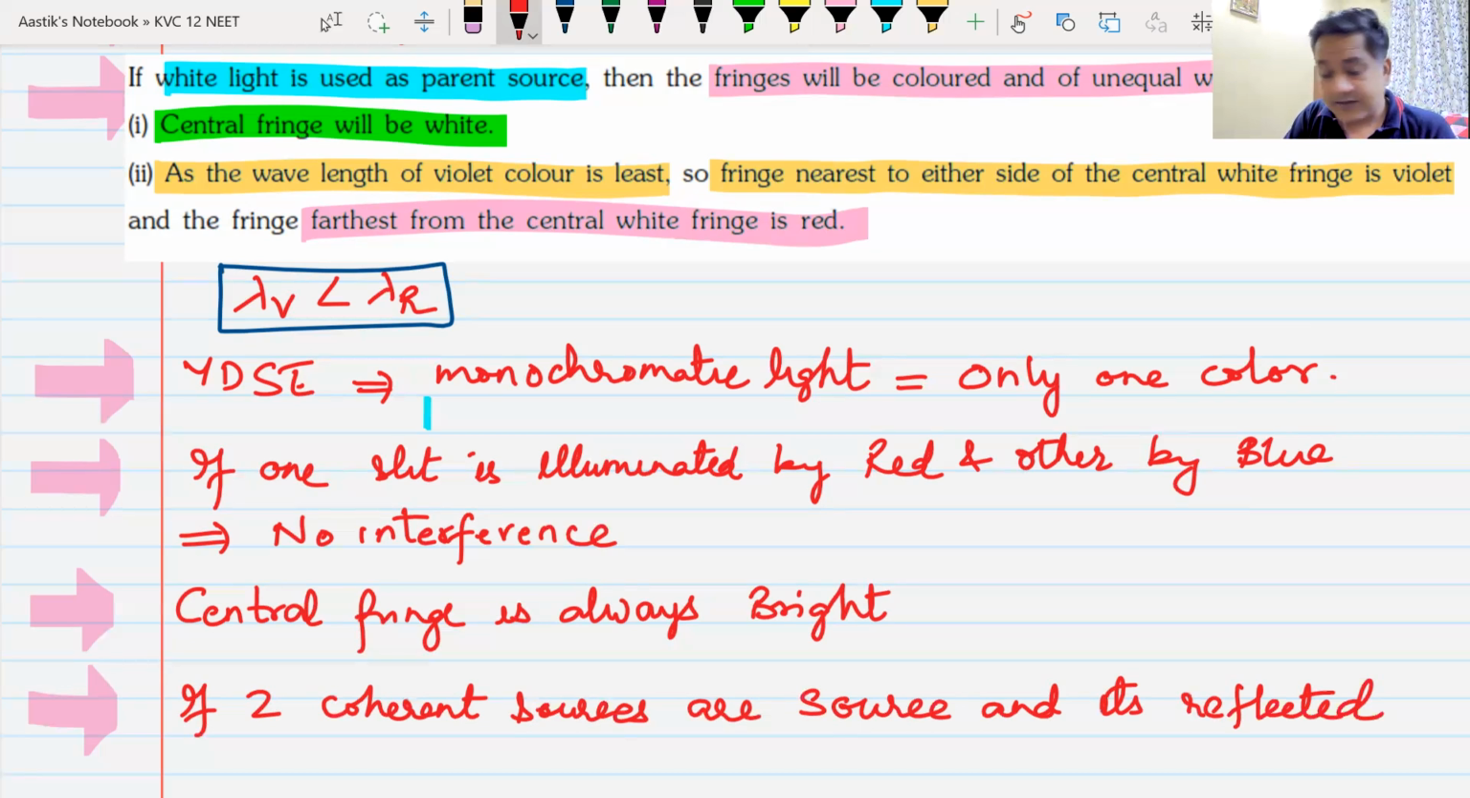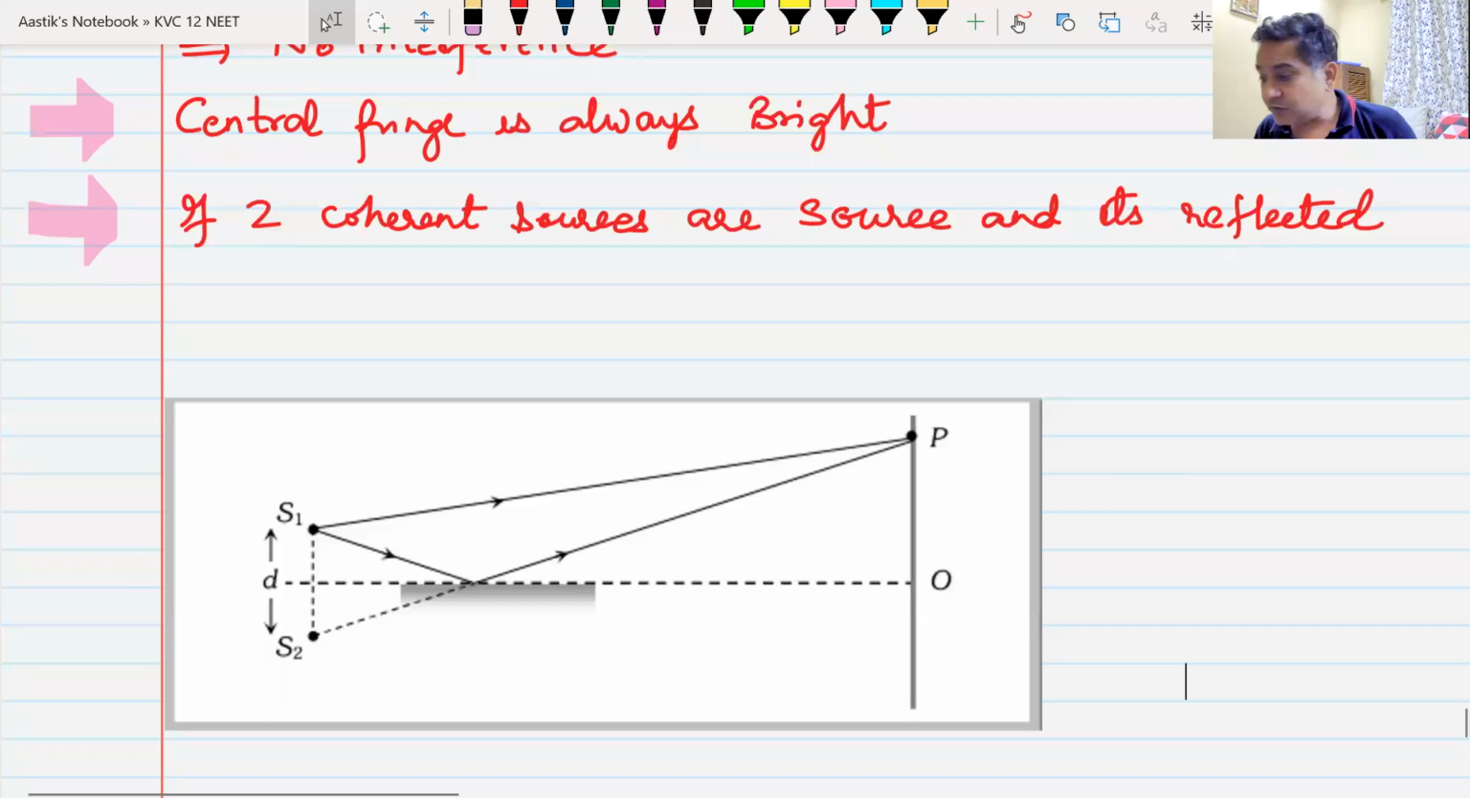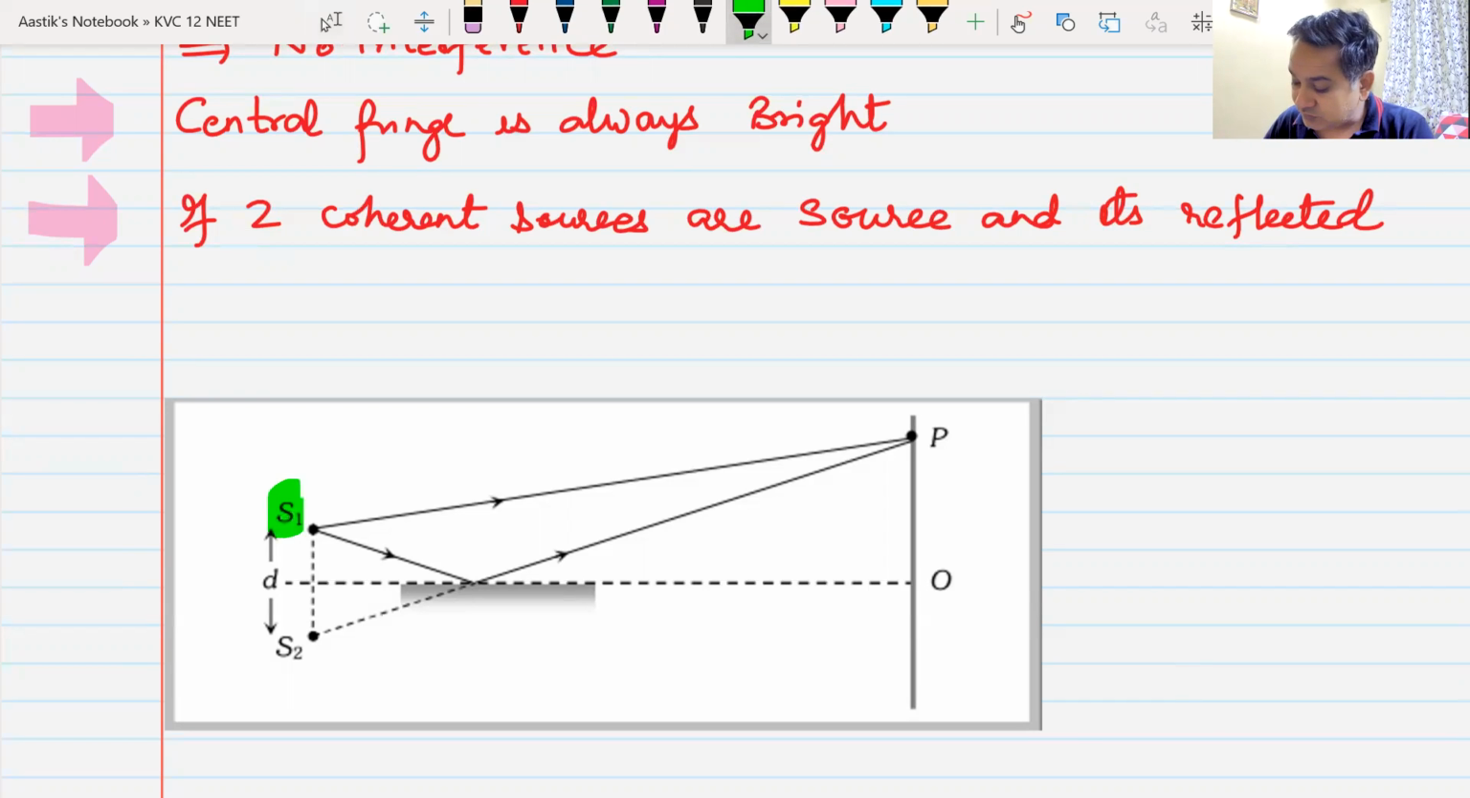This is the image that I am talking about. This one. See, I have produced two coherent sources here. One is the source itself, and the second one is the image which is reflected from a mirror. This thing that you see is a mirror. Do we understand this? This is a mirror.